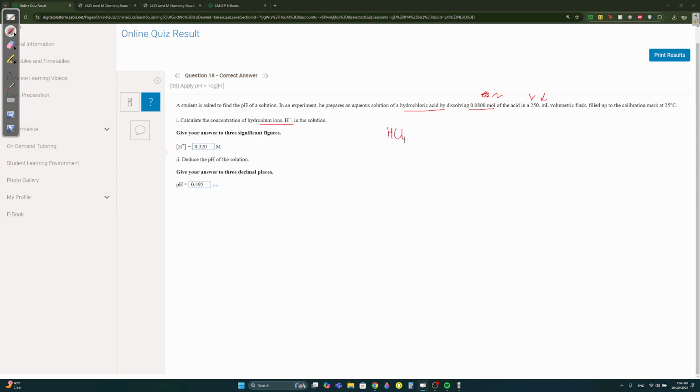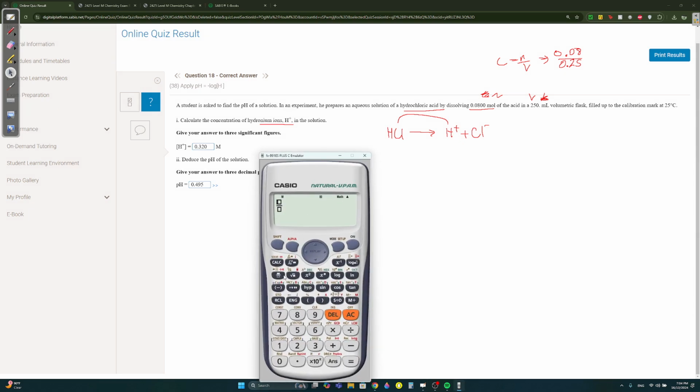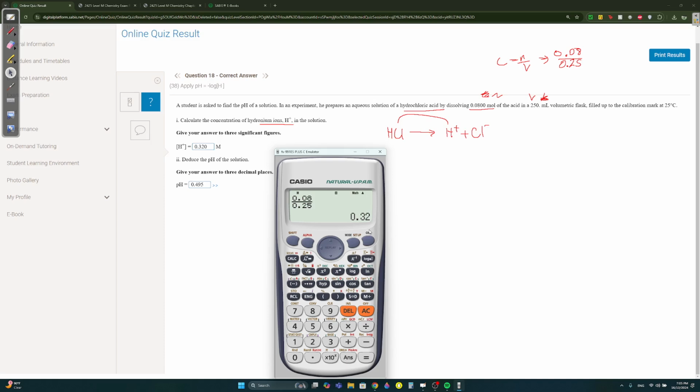Hydrochloric acid is HCl. You write its dissociation, H plus and Cl minus, right? Same moles? Yes. So that means the concentration of this is equal to the concentration of this. No need to multiply by anything. Anyway, how do I find concentration if you have moles and volume? C is equal to n over V. Moles 0.08. Volume 0.25, because it has to be in liters or decimeter cube, whatever you prefer to say. So 0.08 over 0.25, you're going to get 0.32, to 3 significant figures 0.320.